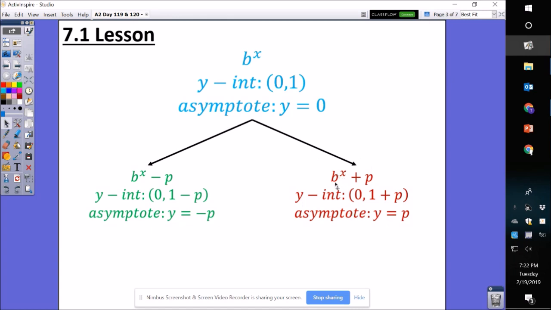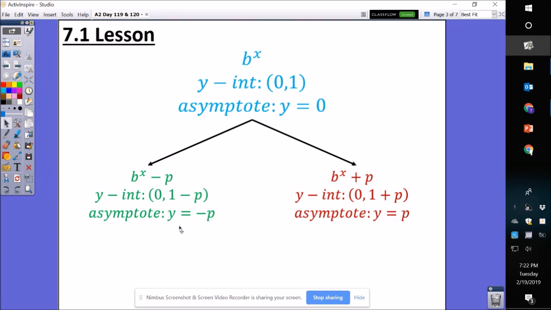On the right side, if you have b to the x and then plus p, your y-intercept will be (0, 1 plus p). So if you have a plus p, then it will change the y value of your y-intercept. I repeat, it will change the y value of your y-intercept. In addition, it will change your asymptote, where it's going to be y equals p. So if you have, for example, plus 2, then my asymptote will be y equals 2. If it was plus 12, then my asymptote will be y equals 12.